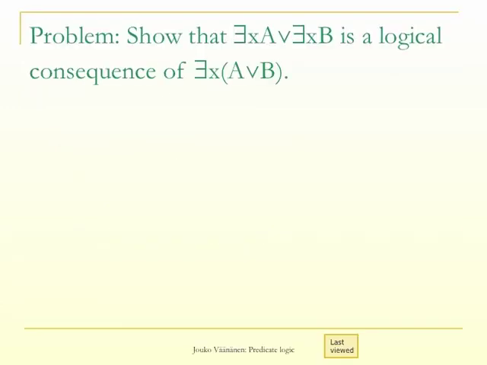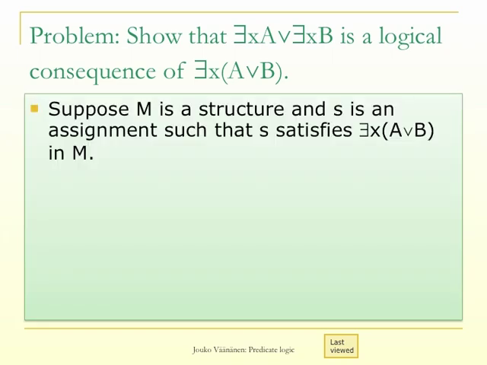Solved problems. First problem. Show that ∃xA or ∃xB is a logical consequence of ∃x(A or B). So we have to show that any assignment in any structure which satisfies ∃x(A or B) also satisfies ∃xA or ∃xB.